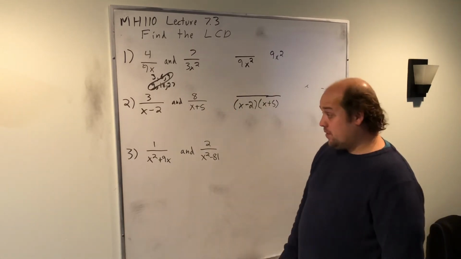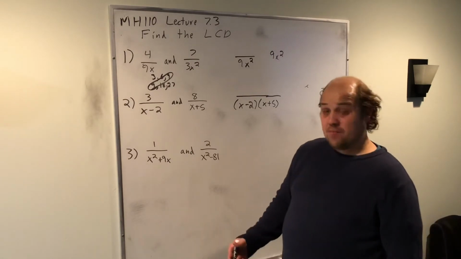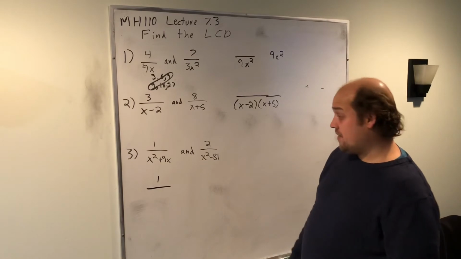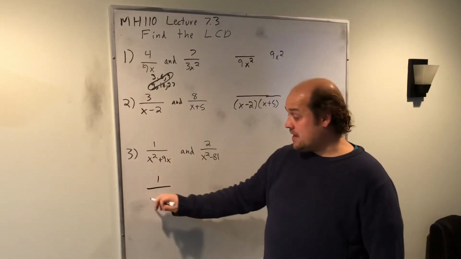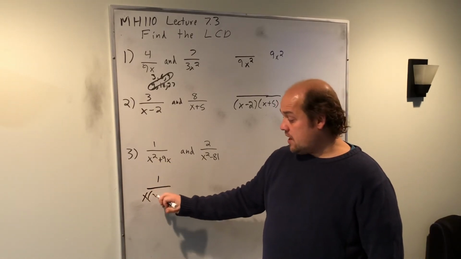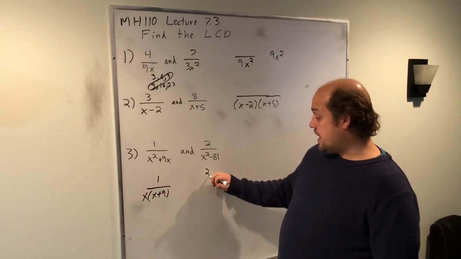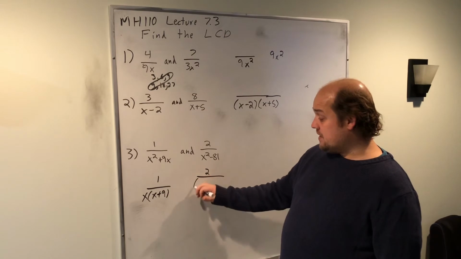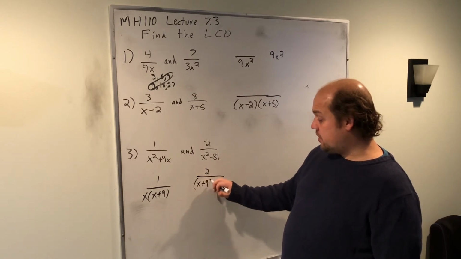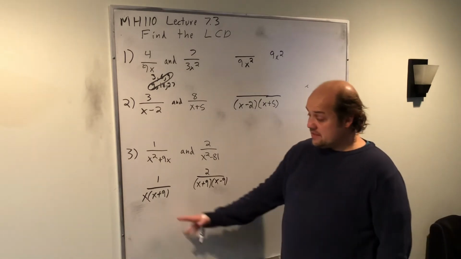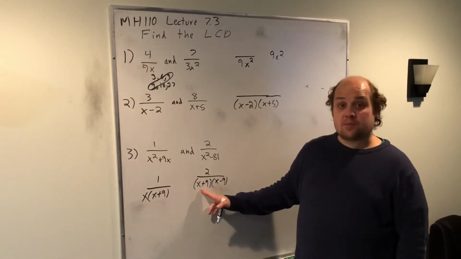For problem 3, really I want to factor the bottoms before I consider what they have in common and what they don't have in common. So for x squared plus 9x, I can pull an x out, and that leaves me with x plus 9. For x squared minus 81, hopefully I see it as a difference of squares, x plus 9, x minus 9. What I now see is that there's the repeated factor of x plus 9.